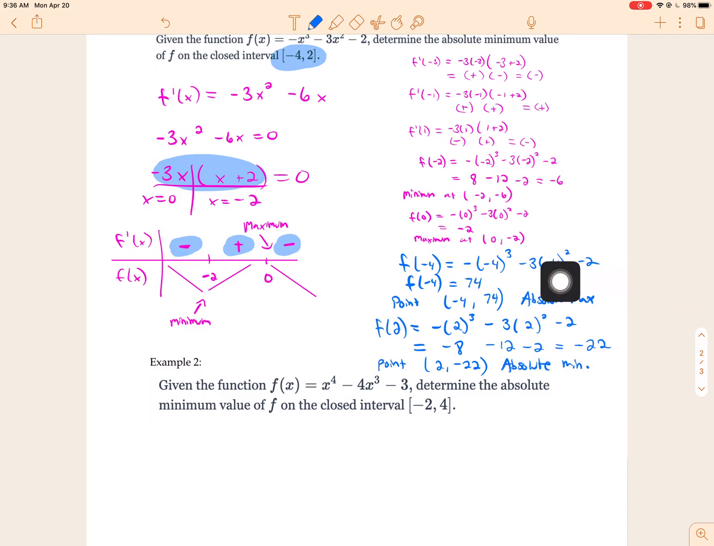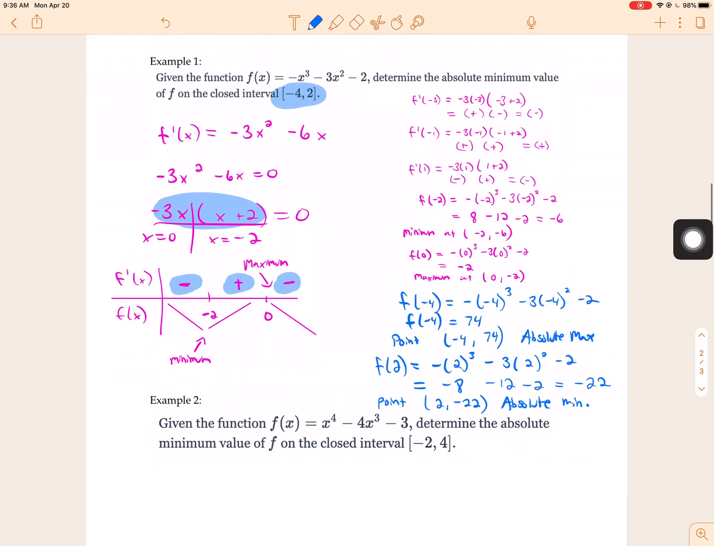So now, again, let me just reiterate what we're doing here. We're finding these relative mins and maxes using the first derivative test, but then we're seeing, are there any points on this closed domain that might be even lower than this minimum at negative 2 and even higher than this maximum at 0? Plug in the endpoints and find out yes or no.